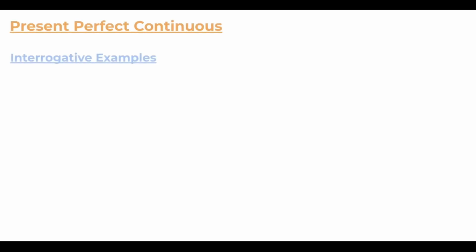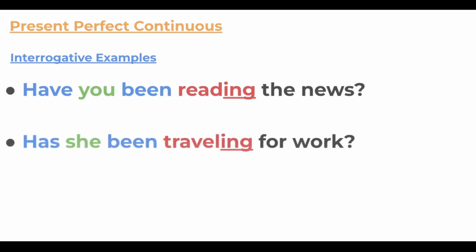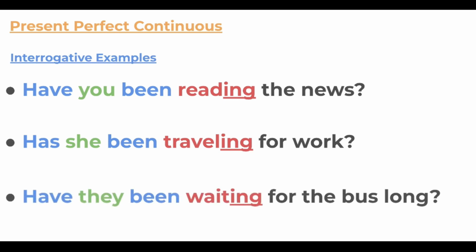In action now. Have you been reading the news? Okay, so you can see that you almost split up. You make the auxiliary verbs into a sandwich. So you start with have, then you want to sandwich your subject in the middle, then you bookend it with been, reading the news. And that's our present participle there. Has she been travelling for work? Another example. Have they been waiting for the bus long?